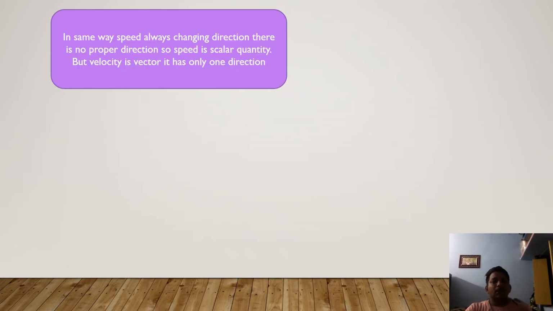In the same way, speed is always changing directions. There is no proper single direction for the speed. So it is a scalar quantity. But velocity is a vector. It has particularly one direction. One example is that we all use a speedometer in vehicles because all vehicles continuously change directions. There is no particular direction for the vehicle, so we use speedometers. In some cases there is no change of direction. In those cases, we use velocity meters.